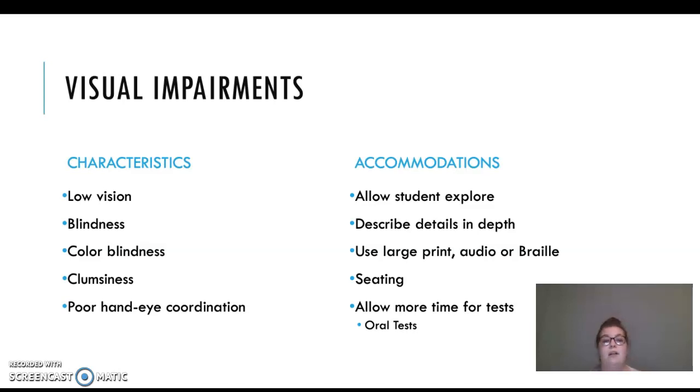I would see what they are most comfortable with when using any type of large print, audio, or braille, just whatever works best with them. I would also allow more time for tests, and I would give oral tests for these students.